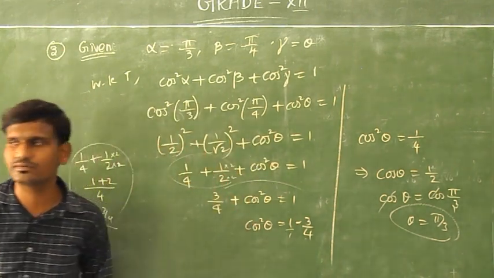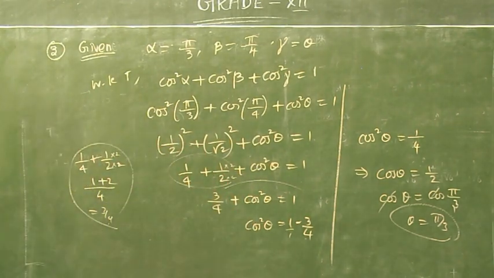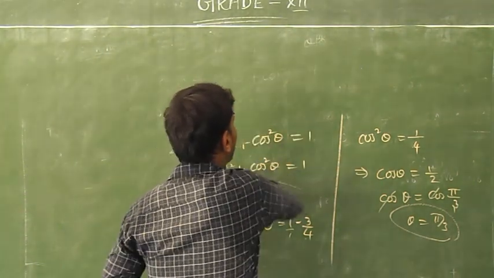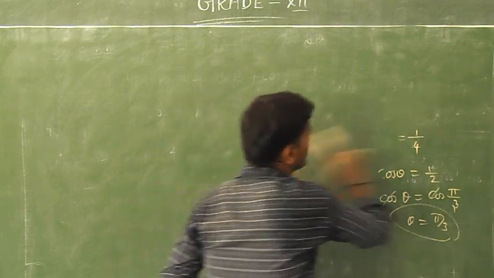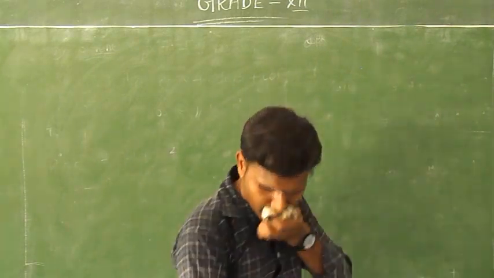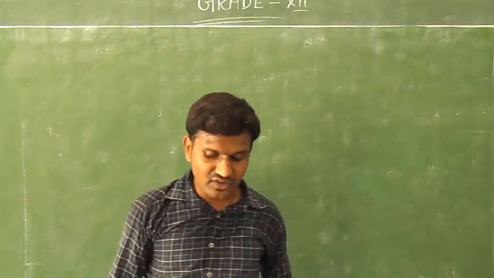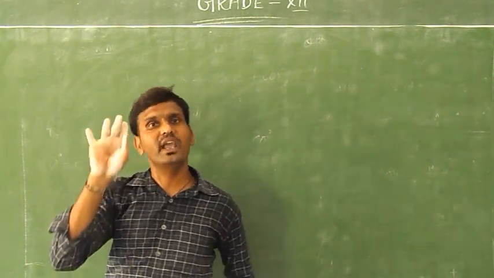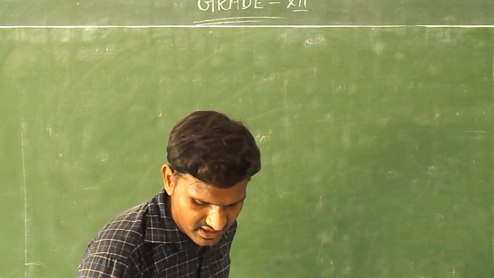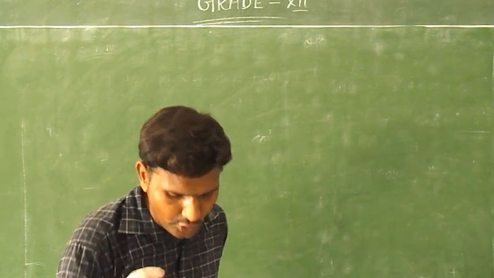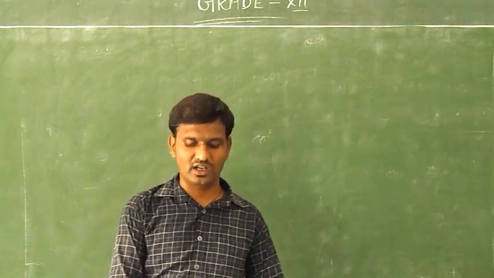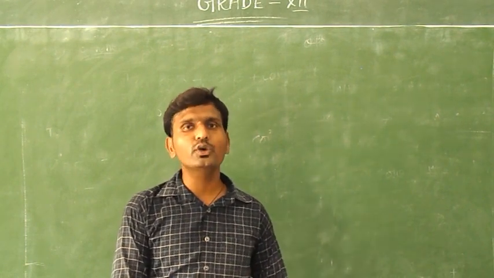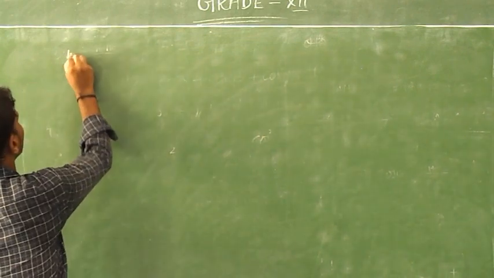Have you understood, students? And next question, a very easy question. This question may be asked for 1 mark or 2 marks, maybe only 2 marks, but it is a basic concept. Show that a vector minus b vector cross a vector plus b vector is equal to 2 into a vector cross b vector. That is what we are going to prove.